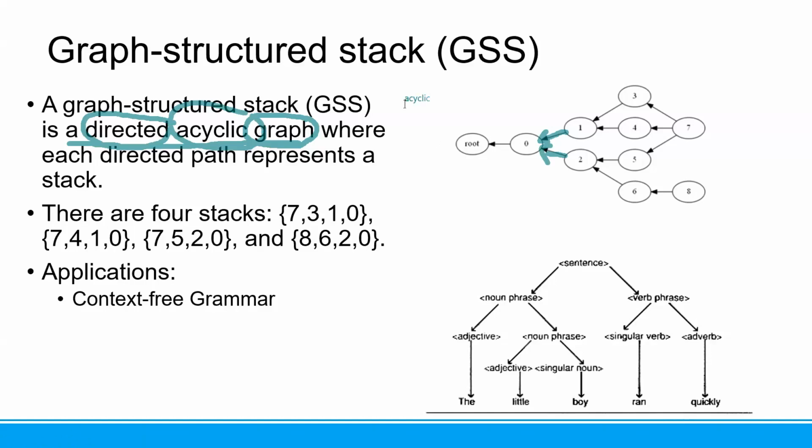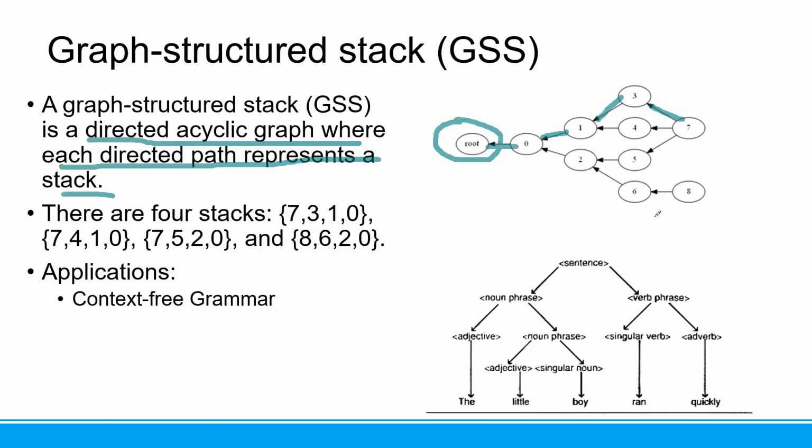Acyclic. It means no cycle. Okay. So there is a term acyclic, no cycle. So directed acyclic graph. And we can see this example. In this example, you can see there are many nodes and there is a direction toward the root. So it means it is a directed acyclic graph where each directed path represents a stack.